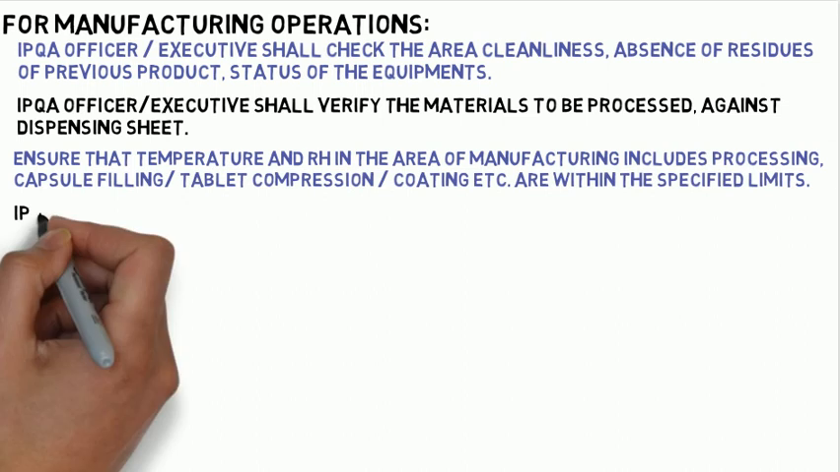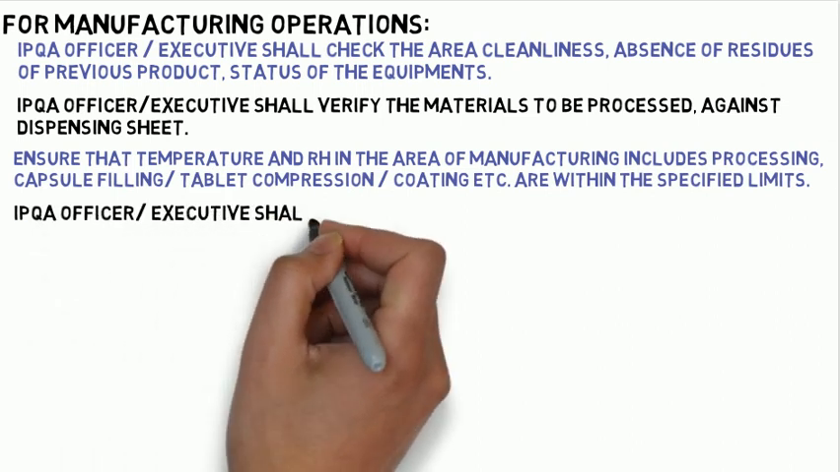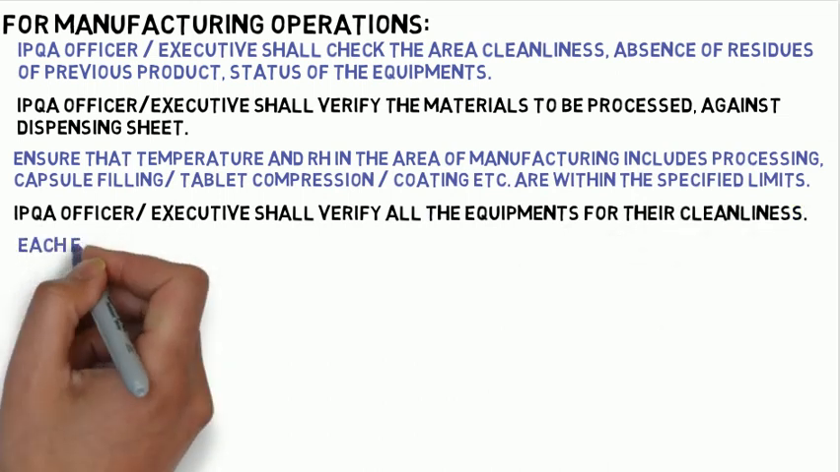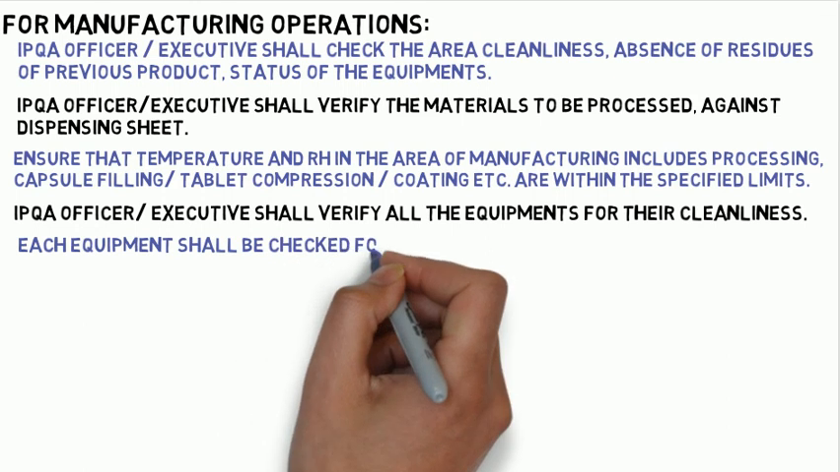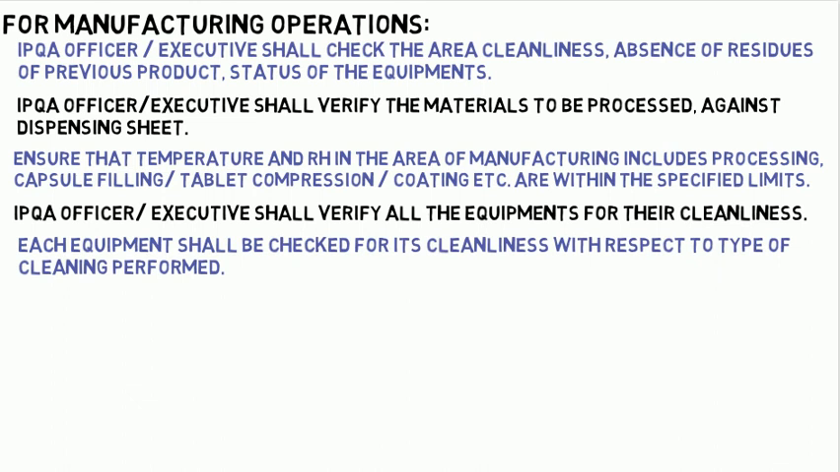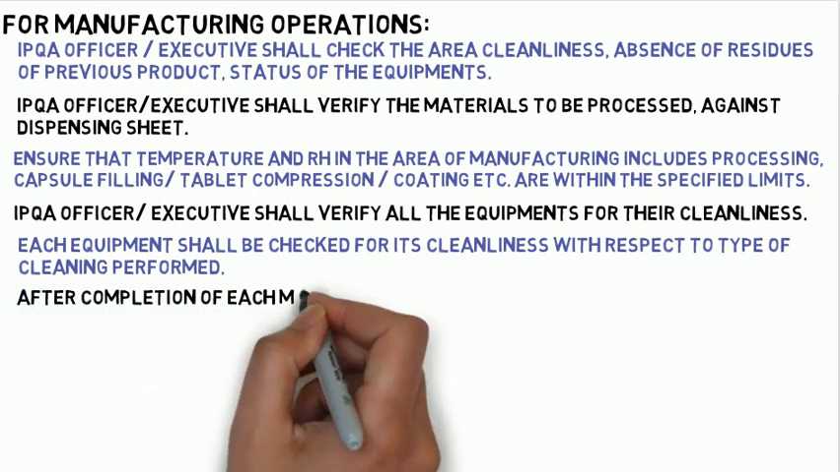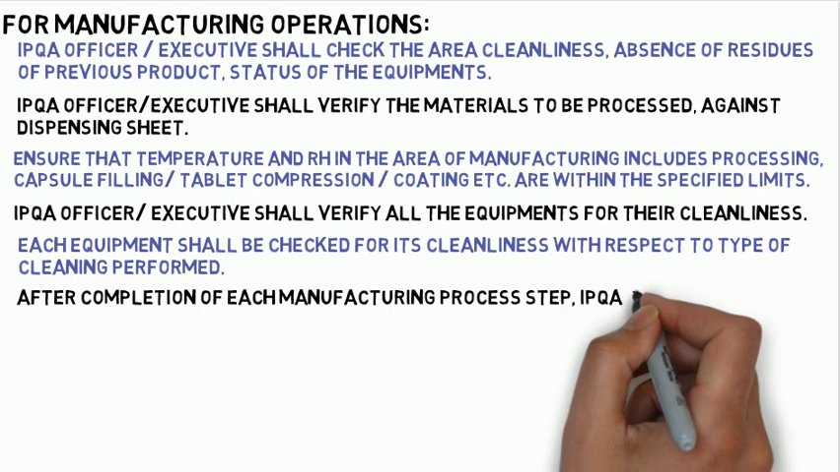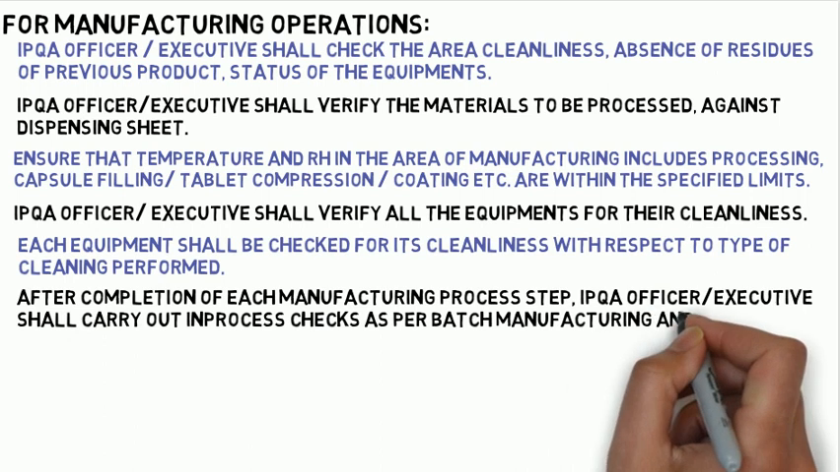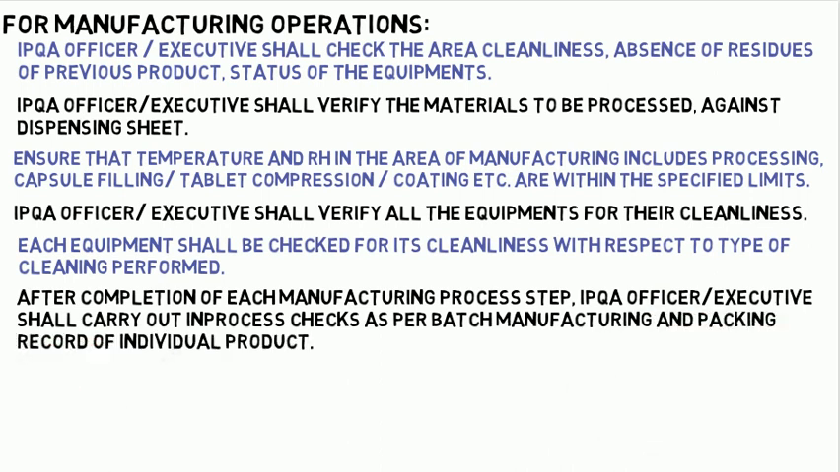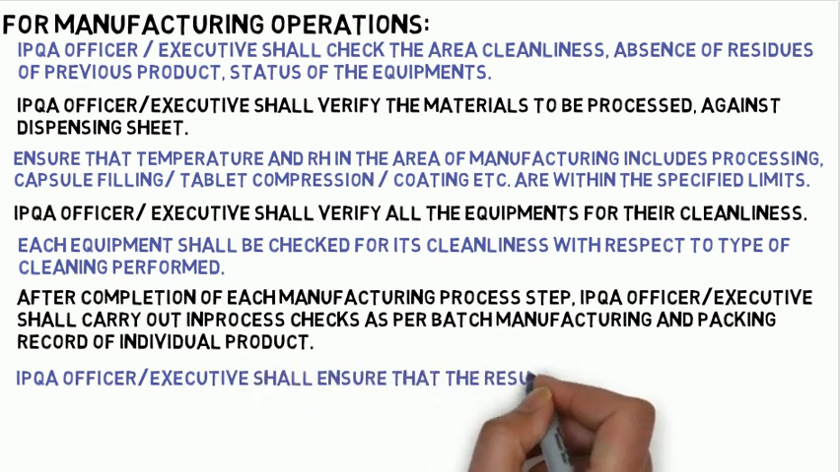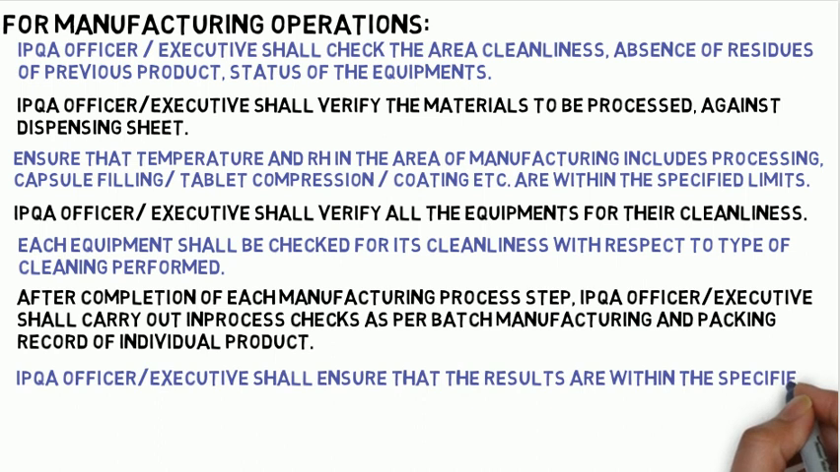Step 4. IPQA officer or executive shall verify all the equipments for their cleanliness. Step 5. Each equipment shall be checked for its cleanliness with respect to type of cleaning performed. Step 6. After completion of each manufacturing process step, IPQA officer or executive shall carry out in-process checks as per batch manufacturing and packing record of individual product. Step 7. IPQA officer or executive shall ensure that the results are within the specified limits before giving line clearance.